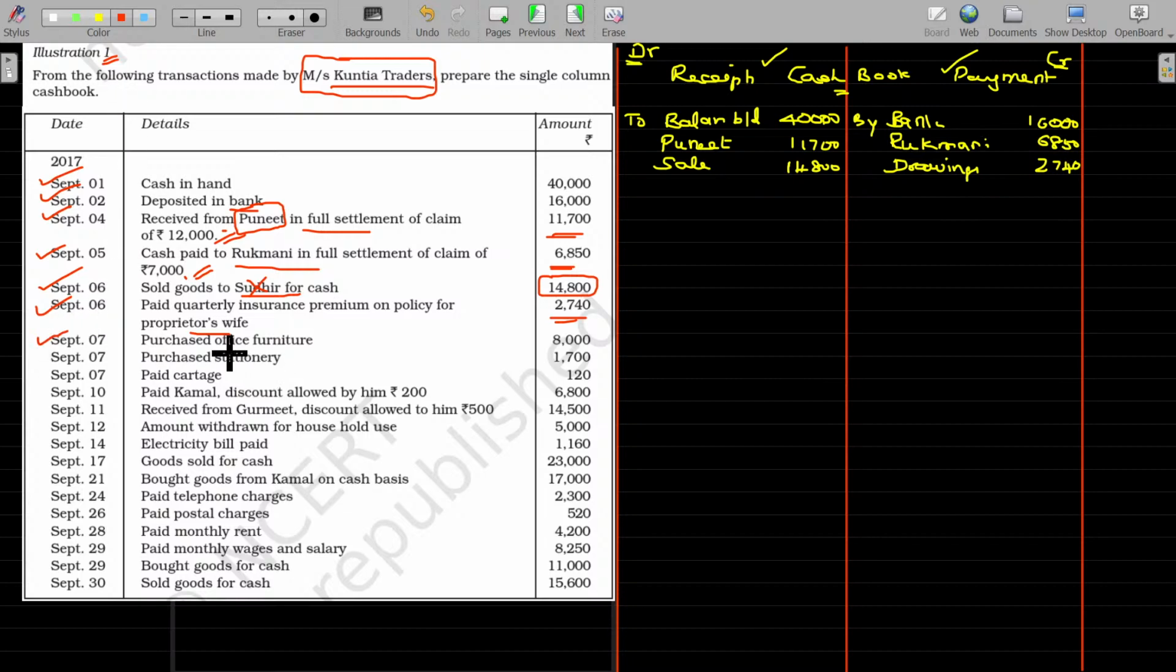On 7th September, purchased office furniture. Purchased office furniture, and then there should be a payment. So in the payment side, office furniture.